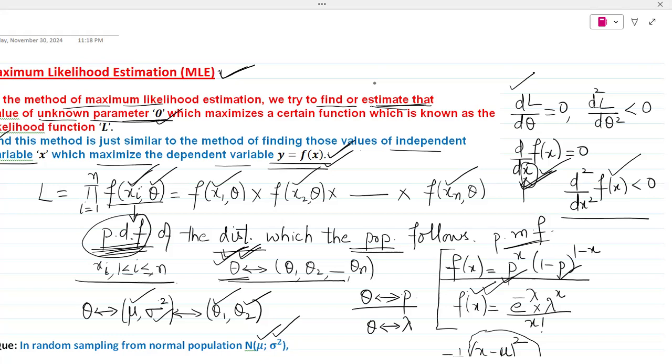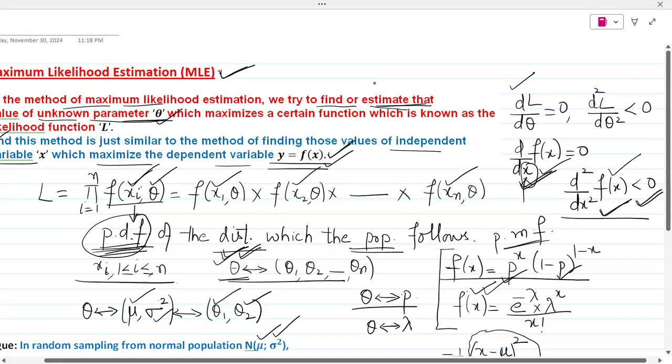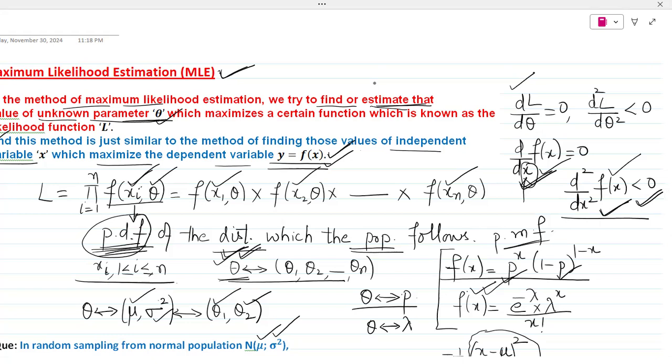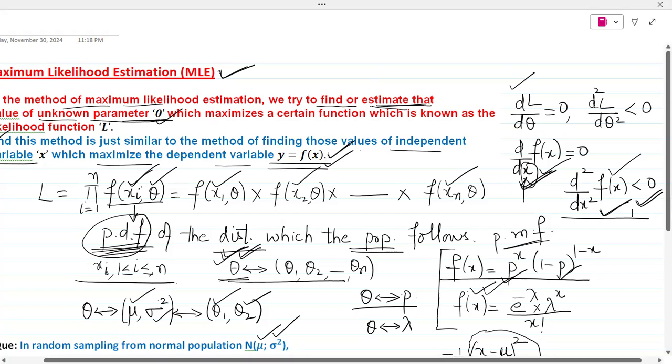At those points, you find the value of the second derivative, and if it comes out to be negative, then you say that that value of x is the point of maxima. Okay, so I repeat here.